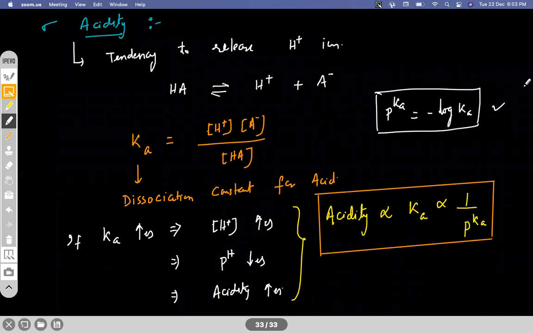You must remember we have done GOC, and in GOC we calculate acidity and basicity. So sometimes they also ask you the order of Ka, the order of pKa. They won't ask you this acidity, they won't write that. They will write, what is the order of Ka for this compound? What is the order of pKa? So for all these kinds of questions, you need to first find out acidity only, and then you can arrange accordingly. Okay, done.